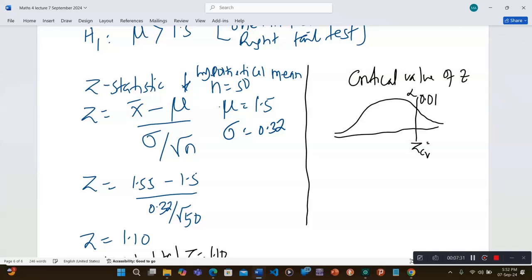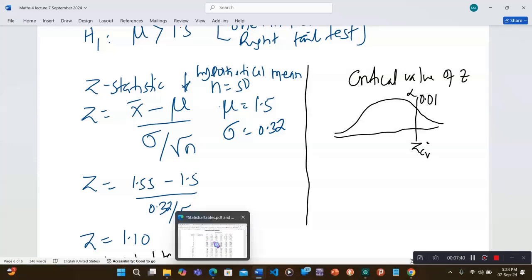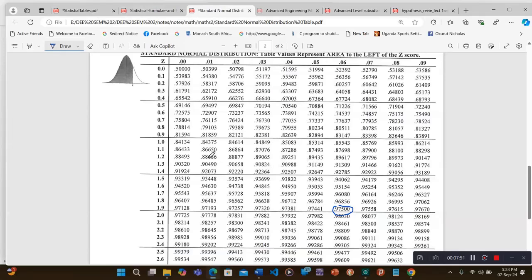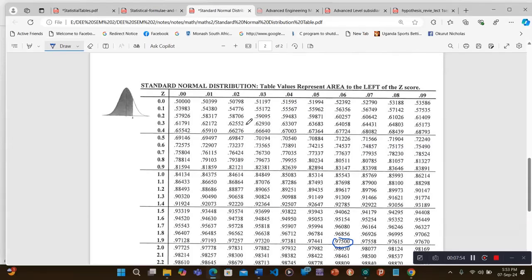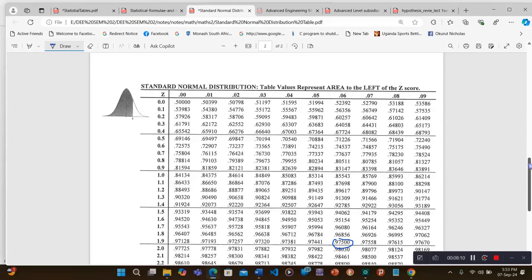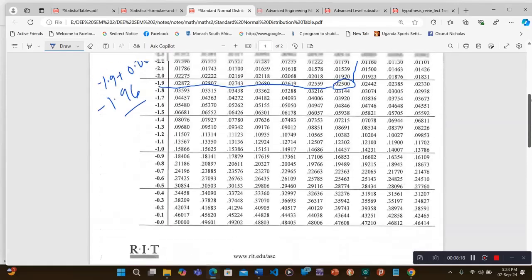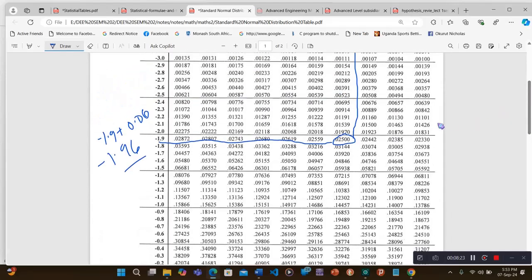We are going to look for that z critical value, the value of z that corresponds to 0.01. So what is that value of z? Let's check in this table of z values, the proportion or the area under the curve. Here we are looking at the area to the left of this z value. So we are going to go down and look for a value that corresponds to the probability of 0.01. 0.01 is around here.